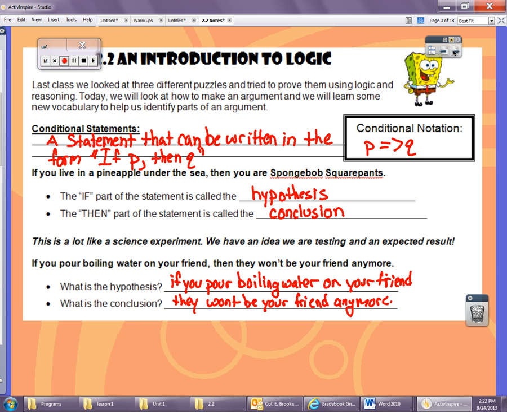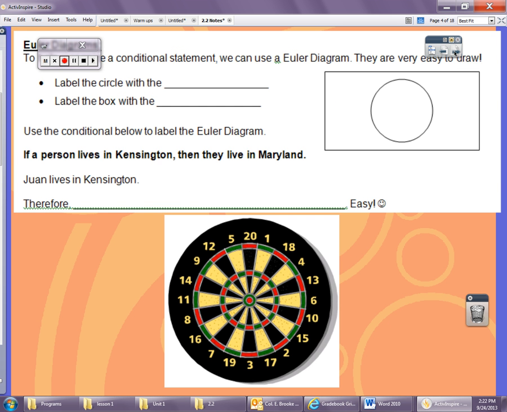Now, we also have something called an Euler diagram. Now, to help recognize our conditional statement, we use this Euler diagram. They're very simple to draw. Alright, we have two things. We have a circle and a box. Well, the circle is our hypothesis. And the box is our conclusion.